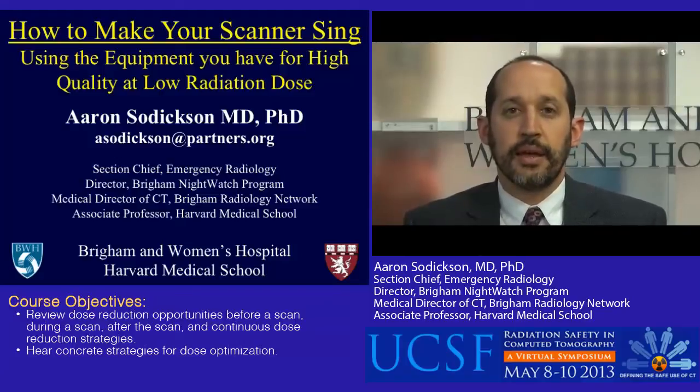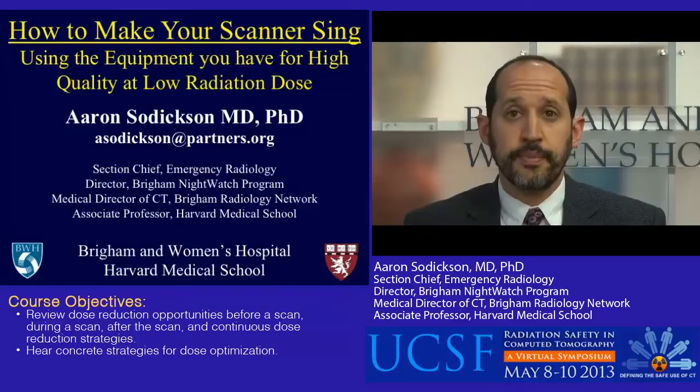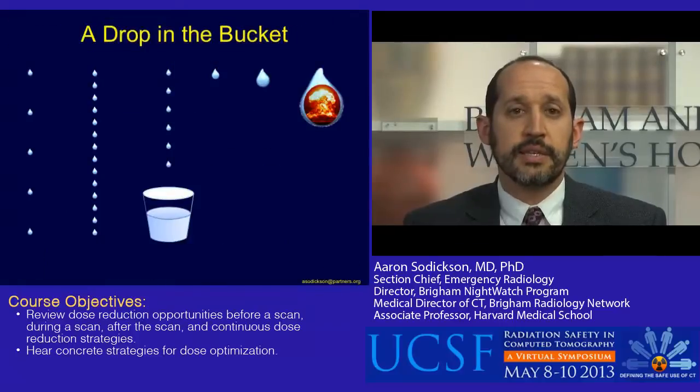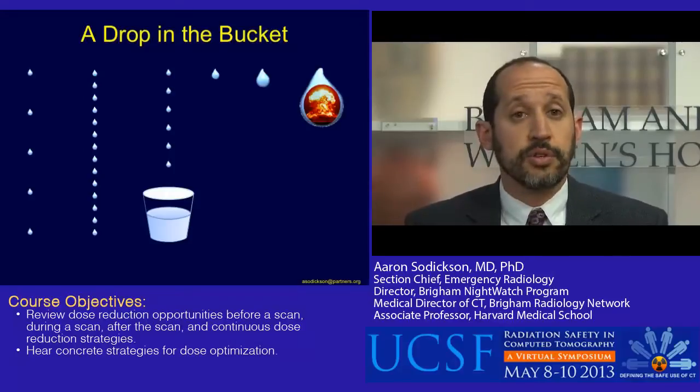I'll be speaking today about how to make your scanner sing using the equipment you have for high quality at low radiation dose. I like to think about risk from CT scans as a drop in the bucket. Any individual exposure imparts rather small risk to the patient, but to understand this better, we need to know how large is this bucket of risk, how full is it at baseline, and how quickly are we adding to it, because we have certain historical experiences that single exposures, if large enough, can impart substantial risk.